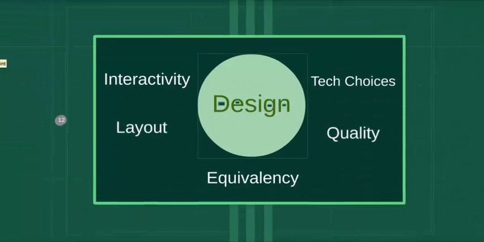The second step in the SAM model is design. This is where we look at the interactivity you might design into the course. We look at the layout and the organization of the content and structures. We're going to be looking at the technology choices you're going to make that are best suited to the learning needs of this particular content and course that you're working in. And again, we're going to be looking heavily at equivalency. We want to design in equivalent learning experiences.